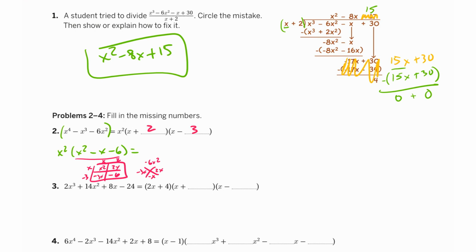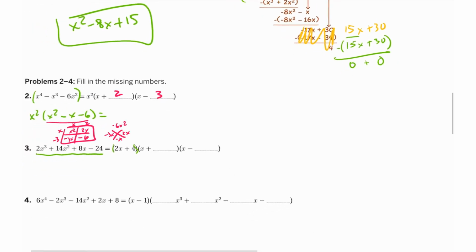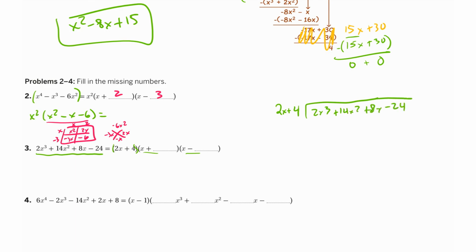For number 3, we are first going to take our original part here and divide it by 2x plus 4. I'm going to go ahead and practice this with long division here, and then we will see what we get, which looks like it is going to factor into something else as well. So let's rewrite this here. We'll go 2x plus 4. How many times does that go into 2x cubed plus 14x squared plus 8x minus 24?